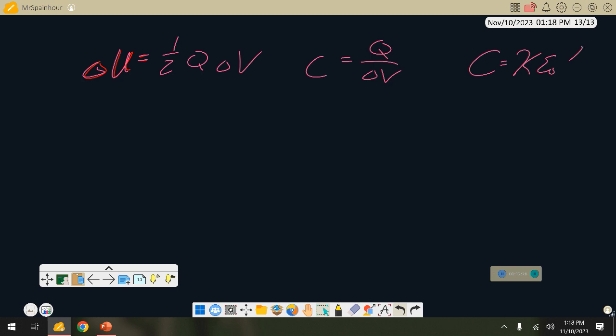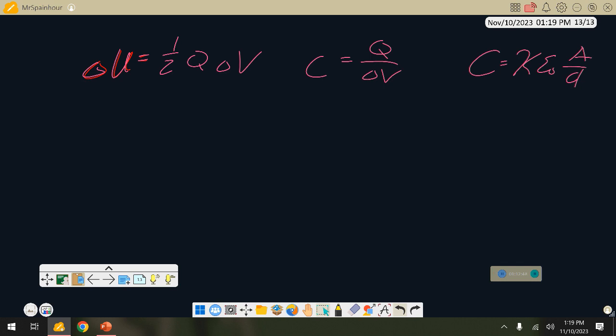Simplest one. Now, the only reason I'm bringing this one up here is this. This one is controlled by how it's made. This is an important point of interest here. You control the area, you control the distance, you control what it's in. Then the capacitance is set.